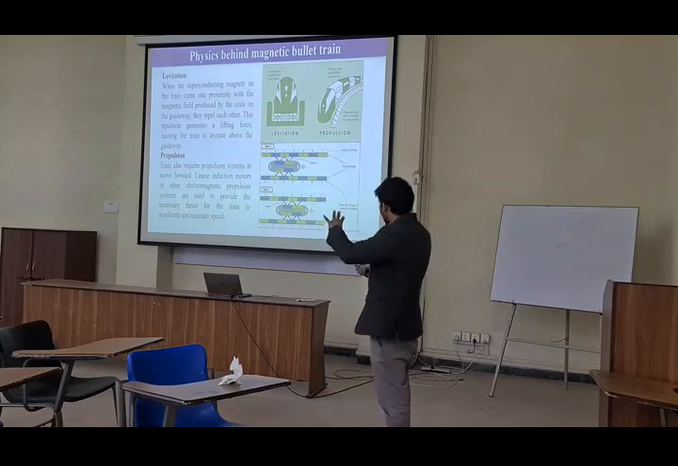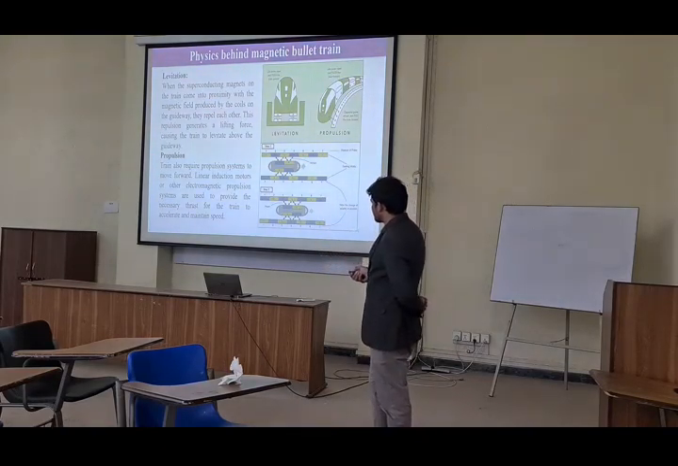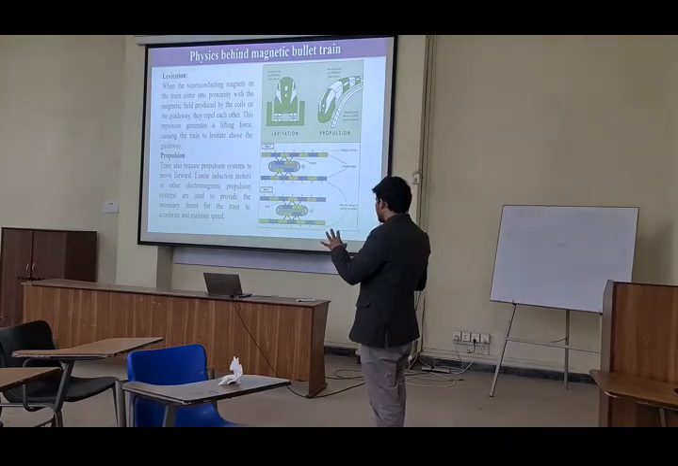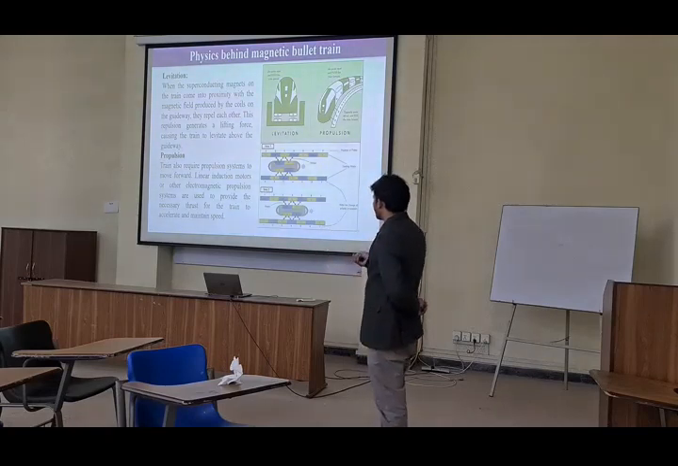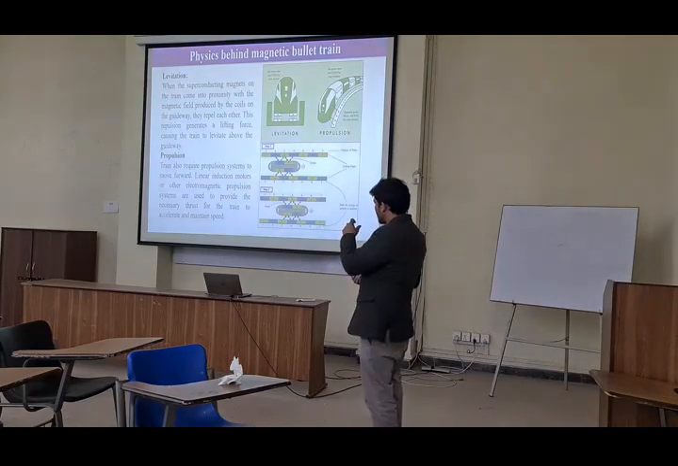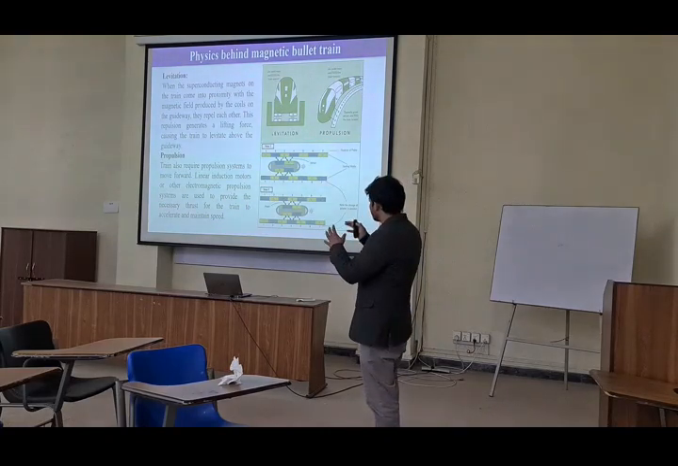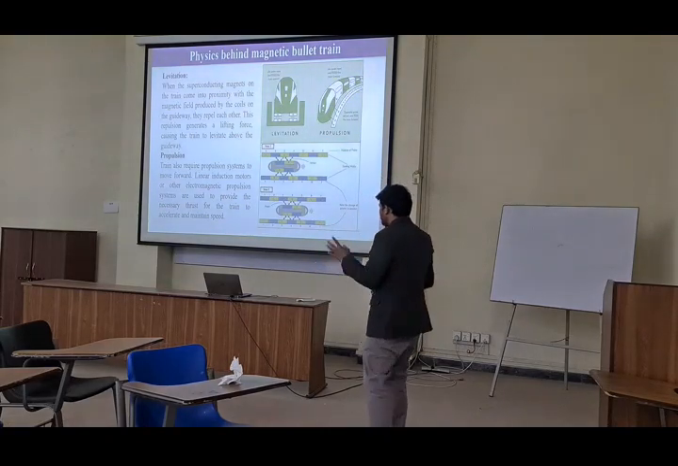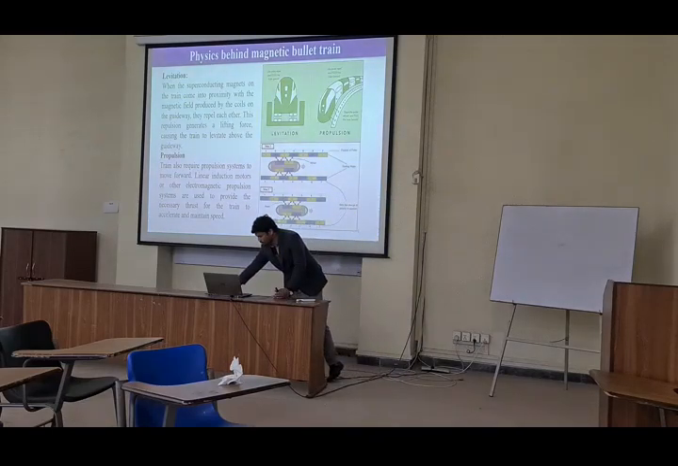And then you see this other picture, propulsion. Propulsion is basically the pushing of the train. The train also requires a propulsion system to move forward. Linear induction motors or other electromagnetic propulsion systems are used to provide the necessary thrust for the train to accelerate and maintain its speed. After some time, I will show you a very brief video in which you see the same phenomenon. Then you will get a clear concept about it, right?